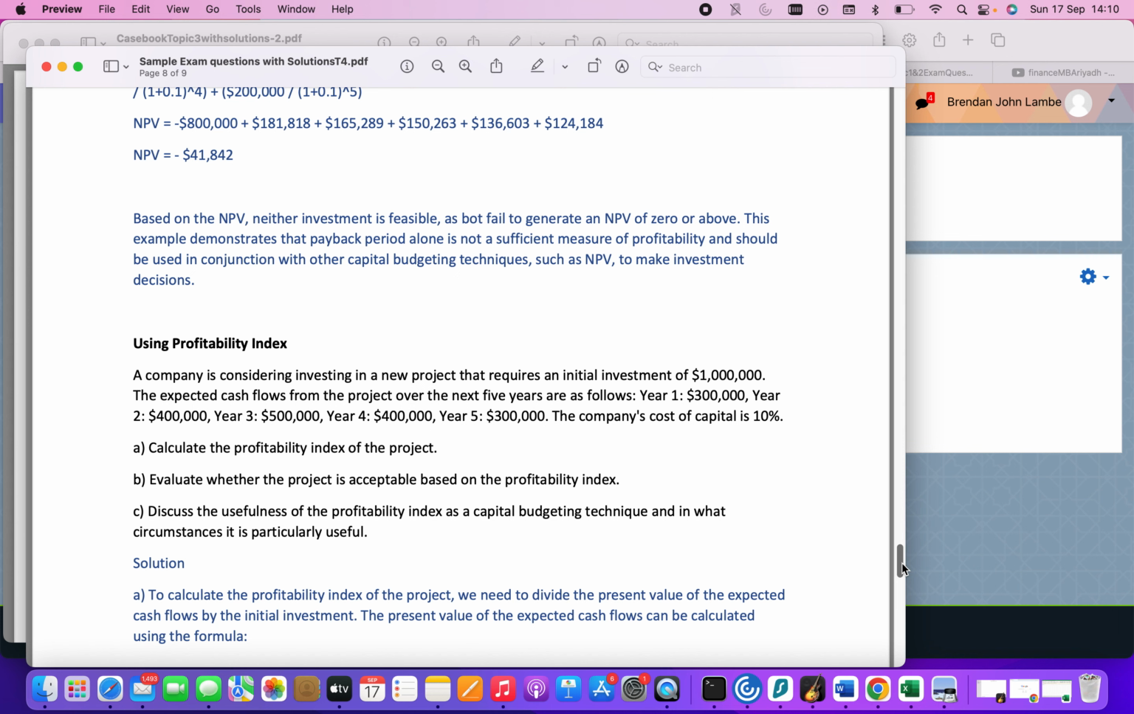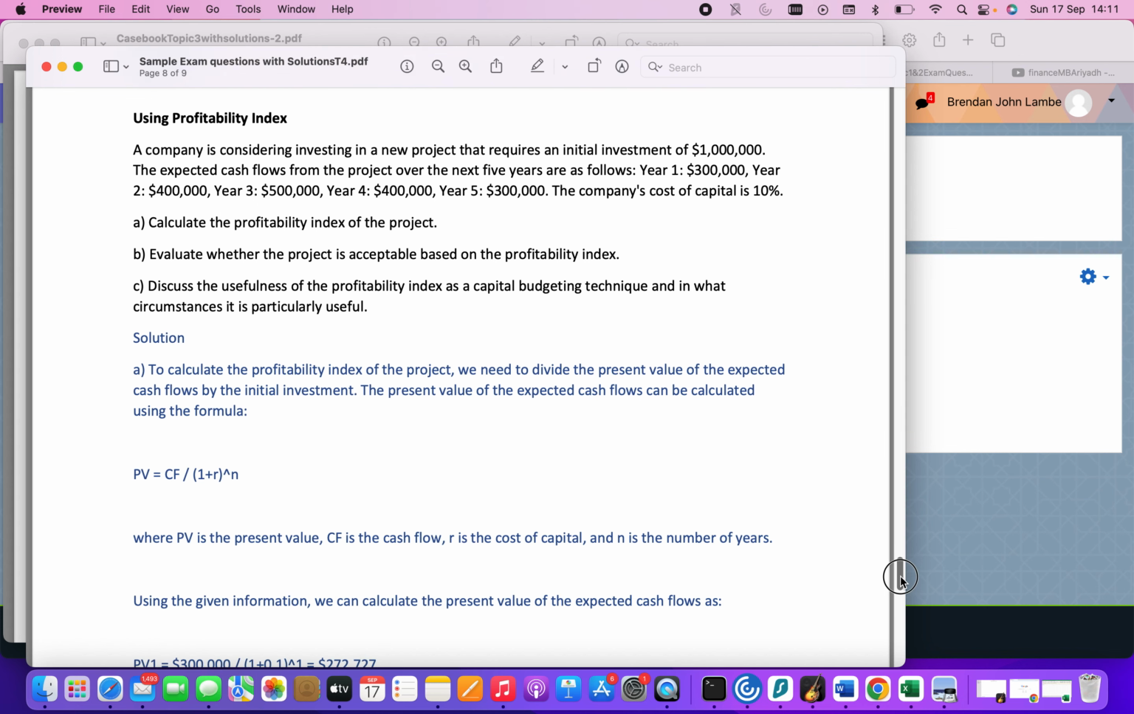So to calculate the profitability index, we use an NPV calculation, except we don't do the netting off at the end. We bring all cash flows back to present value terms. That's what you need to do. So we treat each one of those individually, bringing each back to present value terms and then adding them together. And then we divide by the initial investment. For B, we deem it to be acceptable if it's greater than 1. It's also acceptable if it's 1, because it gives you the required return. And for C, let's talk about the usefulness after we look at the calculation.